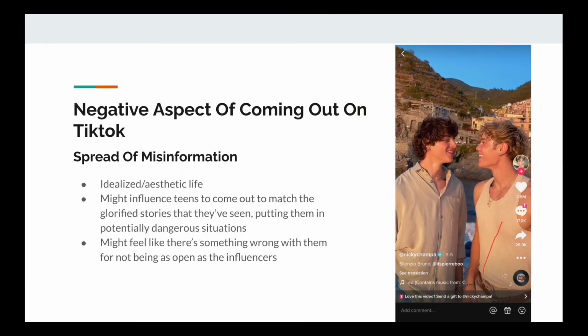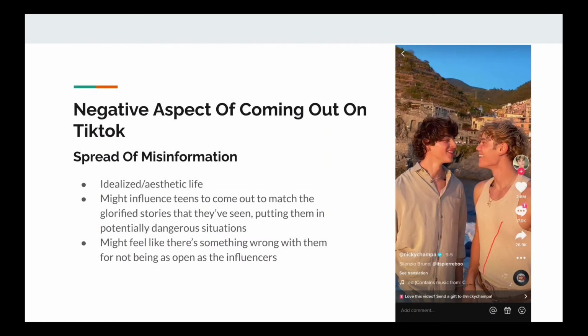So there's also some negative aspects of coming out on TikTok. The first one is the spread of misinformation. Many LGBTQ influencers will post their life on TikTok, and most of them will look like they have this perfect aesthetic life. And it might influence teens to come out when they're not ready to, just because they want to match the glorified lives that they saw online.